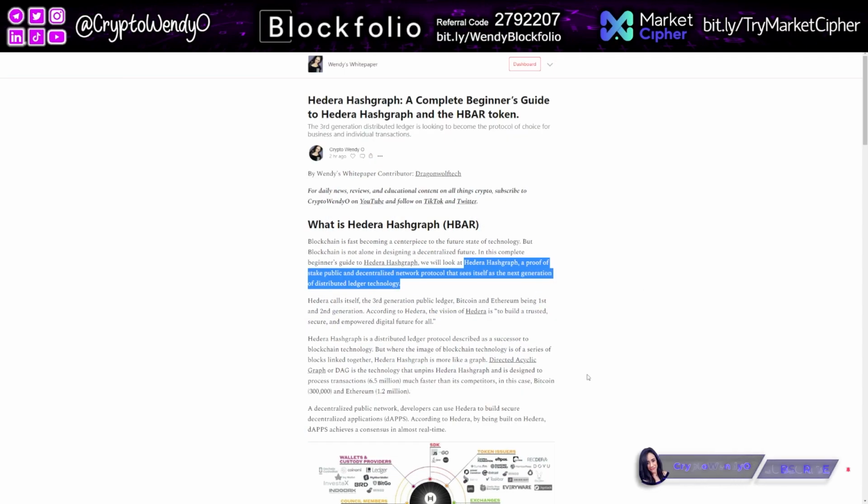Hedera Hashgraph is a proof of stake public and decentralized network protocol that sees itself as the next generation of distributed ledger technology. And I think the reason why they say that is because it's a whole heck of a lot faster than Bitcoin and Ethereum. And they essentially call themselves the third generation public ledger. So Bitcoin and Ethereum are essentially the first and second generation, but Hedera is a lot faster, and they state and claim that they are more trusted, secure, and they want to empower digital future for all.